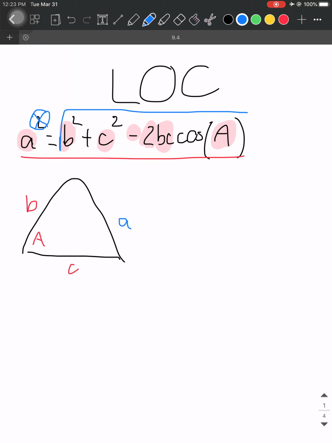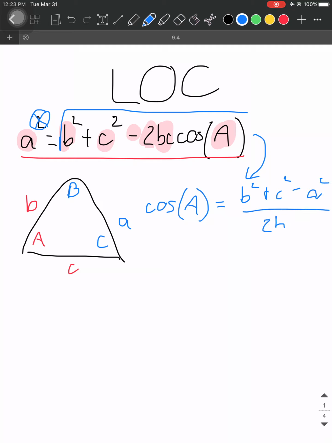And after that, if we want to solve for the angle, either B or C in here, we can derive from this formula to solve for cosine of A. So we have something like cosine of A equals b squared plus c squared minus a squared, all divided by 2bc, okay?